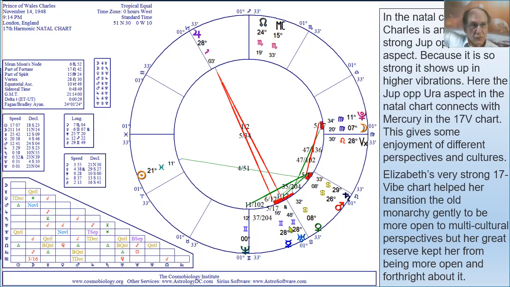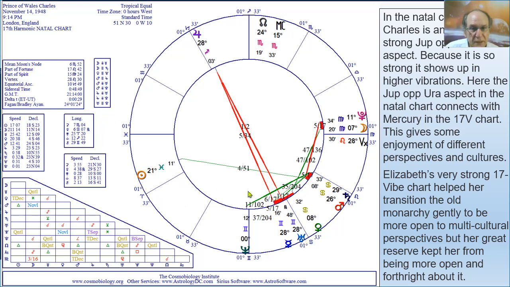Now, remember that if you watch the first video on Charles, the previous one, you don't need to, but I mentioned that he has in his birth chart a very, very strong Jupiter-Uranus opposition. That strong Jupiter-Uranus opposition in the birth chart has only a 3-minute orb. The orb in the 17 vibration is 17 times bigger. 17 times 3 is still under 1 degree. So we see here that Jupiter is opposition Uranus with a 45-minute orb. That's still very, very tight.